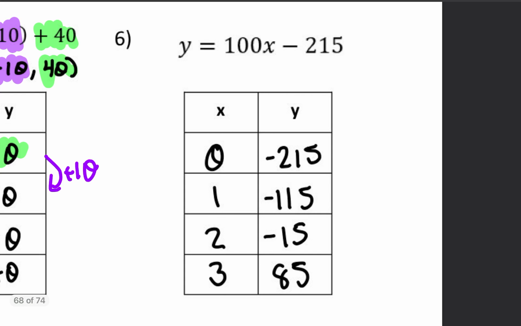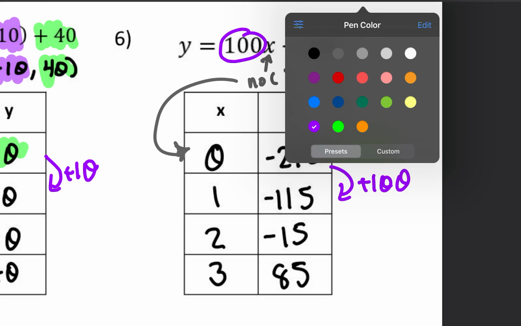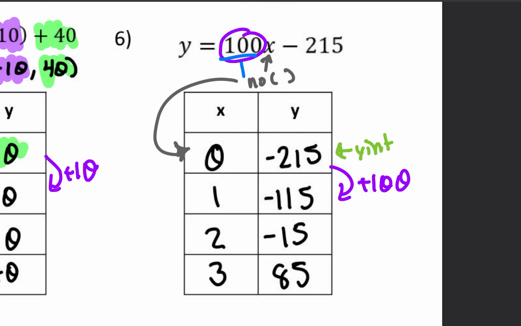Number 6 is written in slope-intercept form, which basically means there's no parentheses around my x, so that means I start at time 0 for the x. This is technically my y-intercept, the negative 215. We are adding by 100 because our slope is 100, but to change 100 into a fraction, we put it over 1, and that's why we add by 1 for the x's.